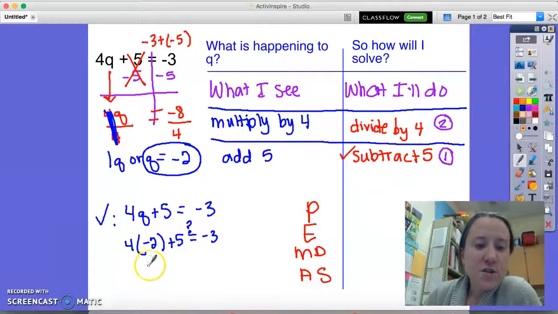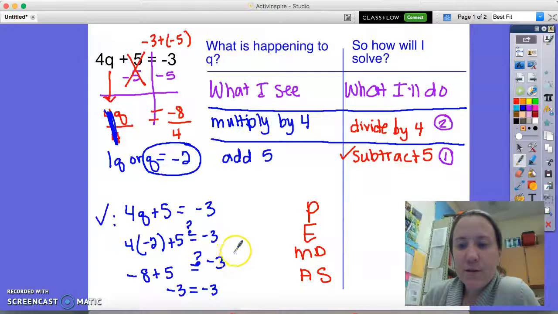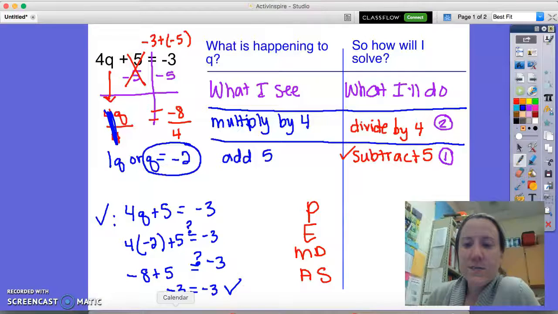4 times -2 is -8. Plus 5, we still have that question mark. And then -8 plus 5 is -3. And -3 on the left is equal to the -3 that we started with on the right-hand side. So this absolutely checks out.